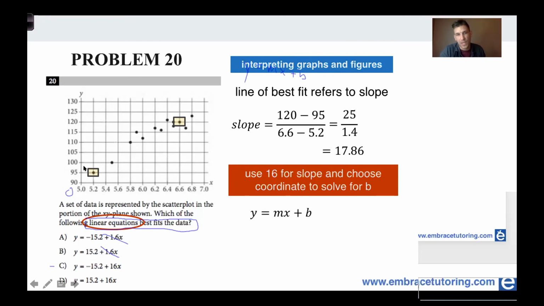Here, I'm going to choose another data point and plug it into my y equals mx plus b. Remember, I'm going to use 16 for my slope. So I get 95 equals 16 times 5.2 plus b. I multiply these because I'm in the calculator section, and I get 95 equals 83.2 plus b. I would then subtract 95 minus 83.2, and that gives me 11.8 equals b. Now, this too is going to be positive, so I like my D the best, even though it's not perfect.